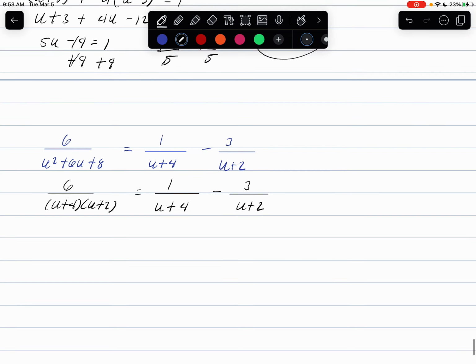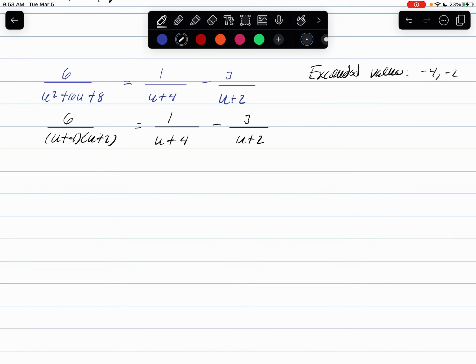Okay, and now let's find our excluded values. So we have u plus 4 times u plus 2, and then we have u plus 4 and u plus 2 for our denominators. So we only have to worry about u plus 4 and u plus 2. So negative 4 and negative 2 are going to be our two excluded values.